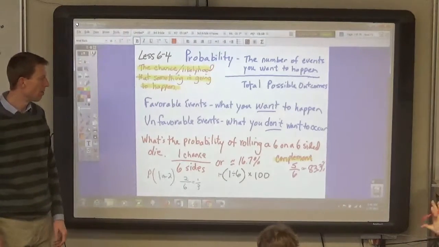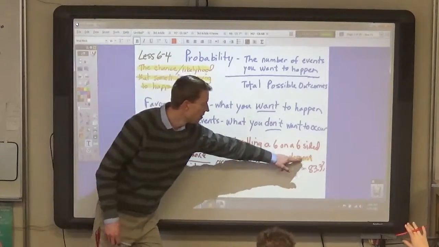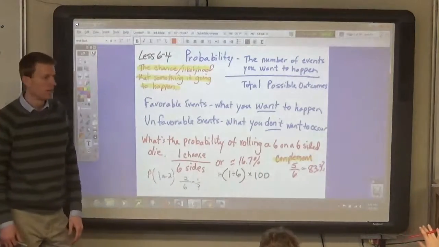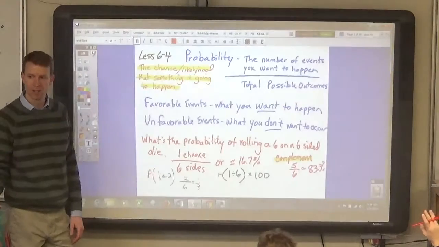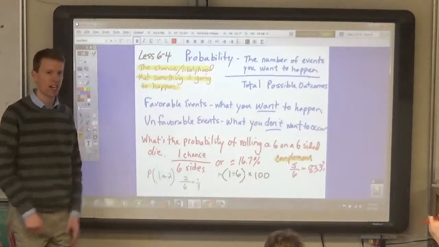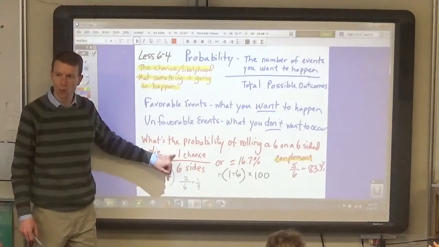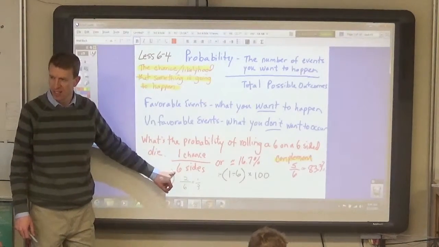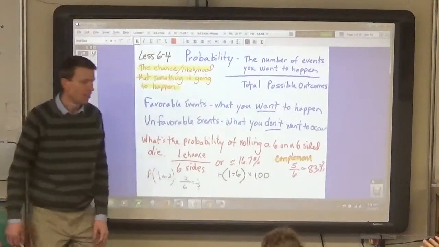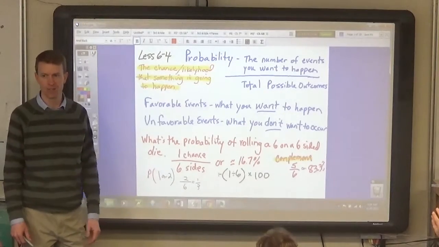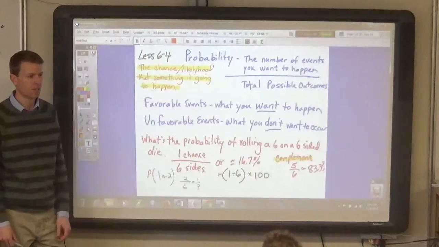Now there's another term having to do with probability, and that word is complement. The complement is the chance that something won't happen. It's like the other chance. So if the chance of rolling a 5 is 1 out of 6, then the complement is 5 out of 6. The chance that you won't roll a 5. And that's an 83.3% chance.